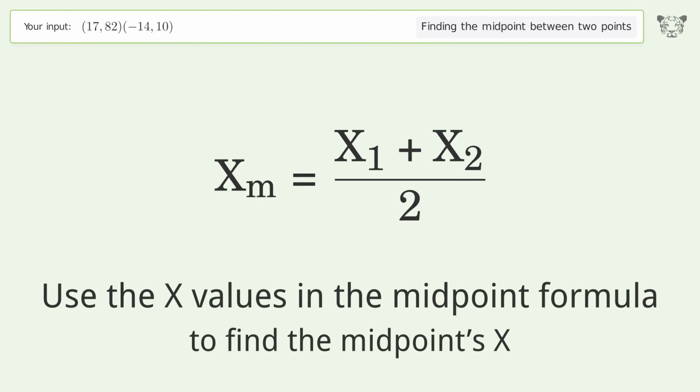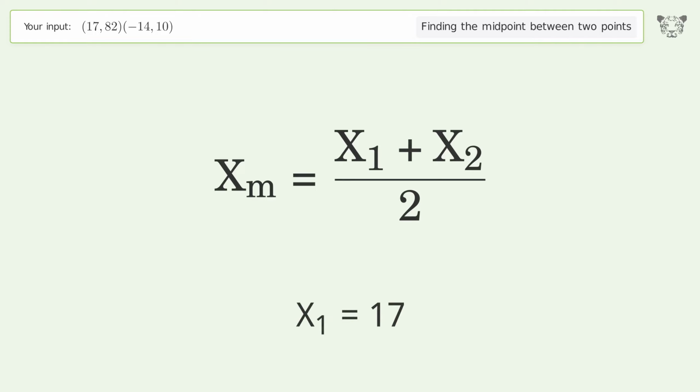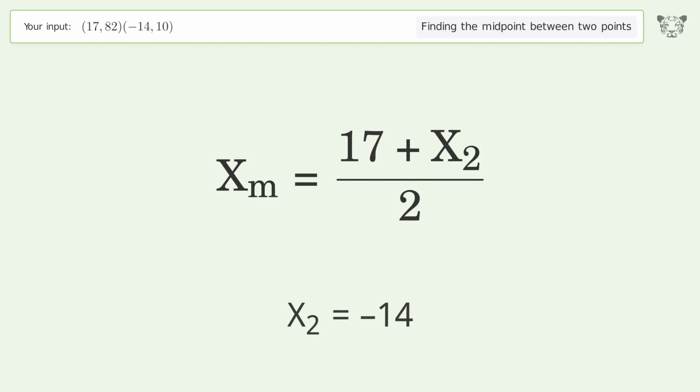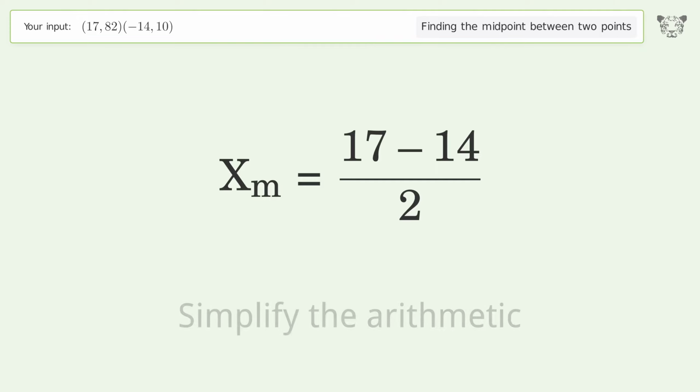Use the x values in the midpoint formula to find the midpoint's x. x1 equals 17. x2 equals negative 14. Simplify the arithmetic.